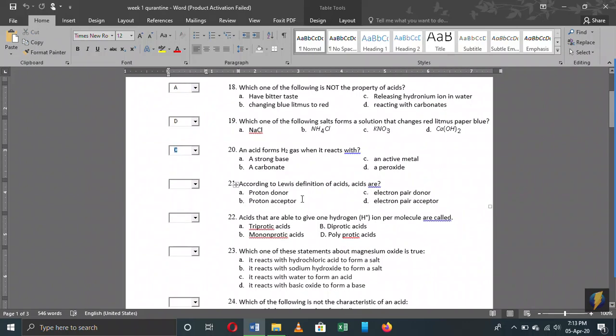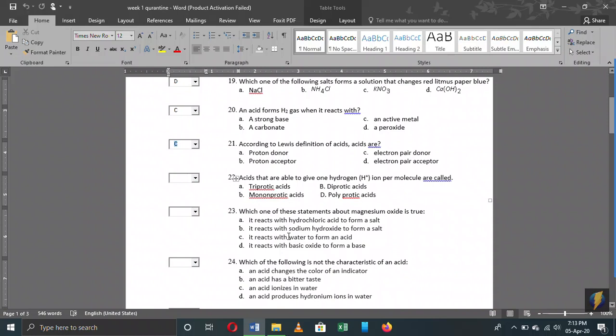Question number 21. According to Lewis' definition, acids are... well, actually there are three types of acid. We've already studied that: Arrhenius, Bronsted-Lowry acid and Lewis acid. Lewis is actually about donating the electron pair. It does not involve the protons, the hydrogen ions. The Lewis definition only depends on the electron pair. So whichever donates the electron pair is an acid. So the correct answer is C.